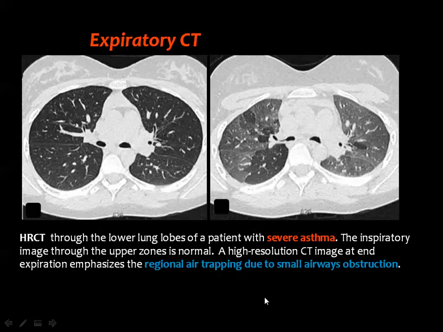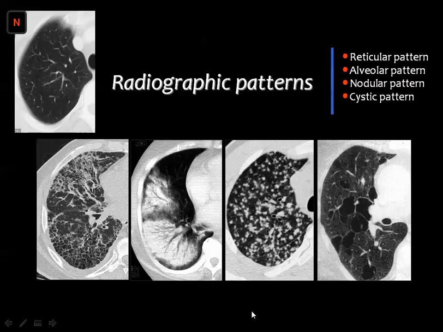And another way is to have what's known as expiratory CT. This patient in inspiratory CT shows almost normal findings, and this patient has severe asthma. The expiratory CT shows significant areas of air trapping, and this cannot be appreciated in the inspiratory CT scan. Then you know that we have four lesions in the focal lung diseases, which are the nodule, the mass, the patch, and the cavity.